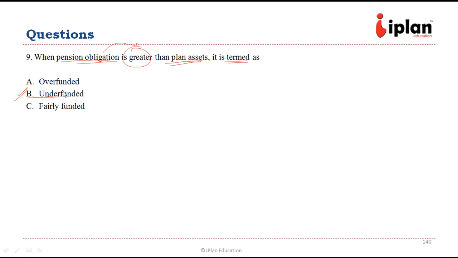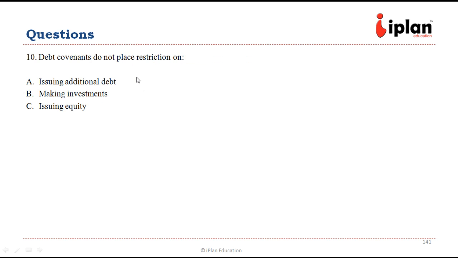Now let us look at the last question, question number 10, which says the debt covenants do not place restriction on. So as we know that there could be a covenant which prohibit company from issuing the additional debt, and it could make prohibitions from riskier investments, but it cannot place a restriction for issuing any equity. So C is the right option. Debt covenants do not place restriction on issuing equity.